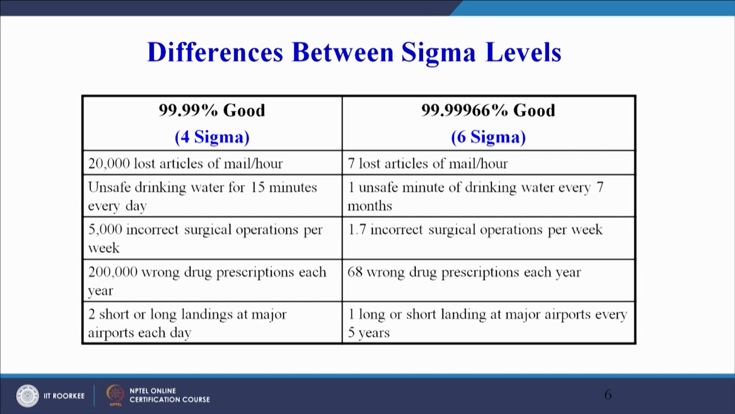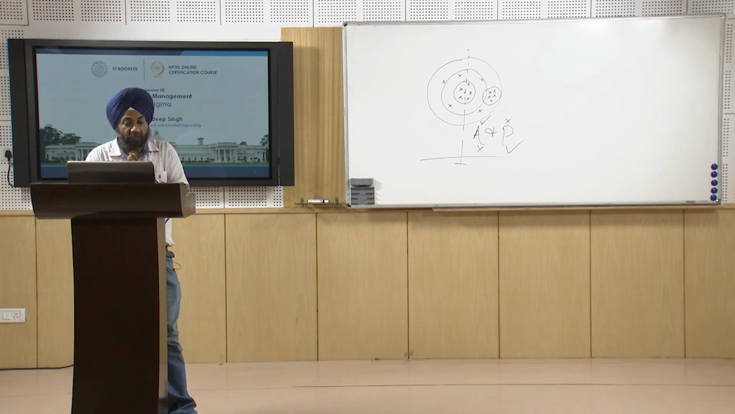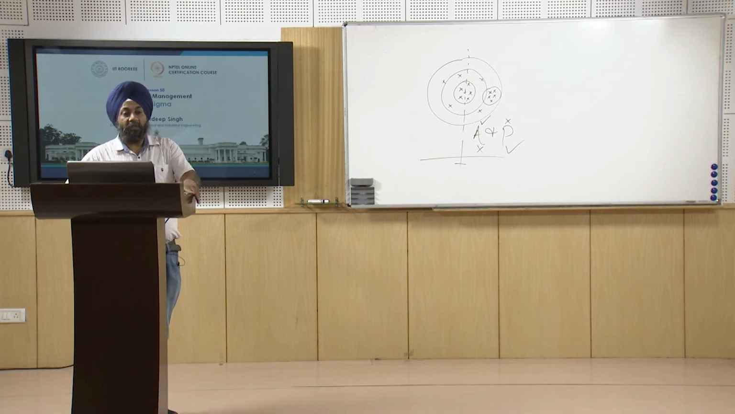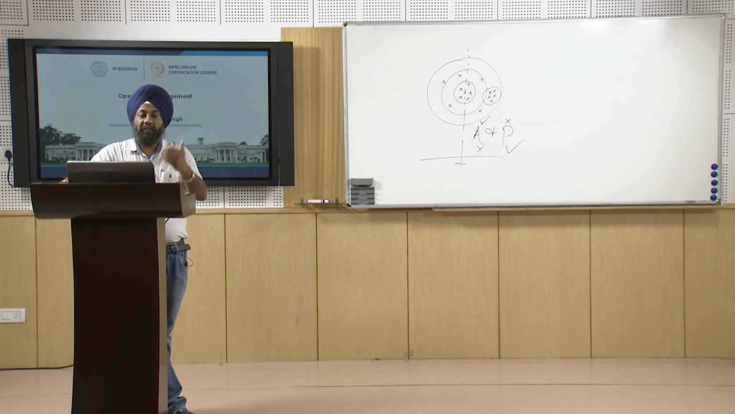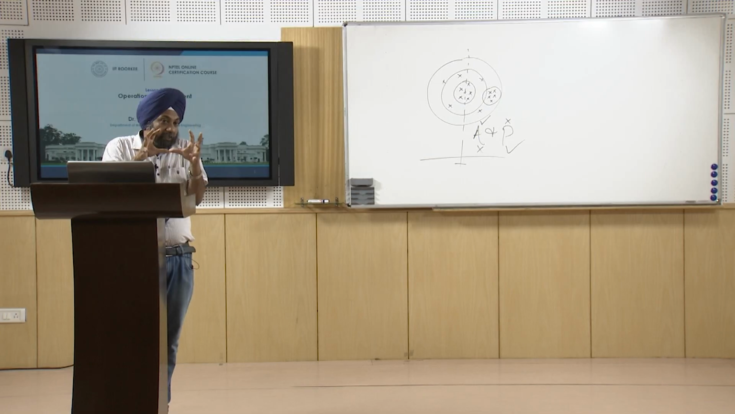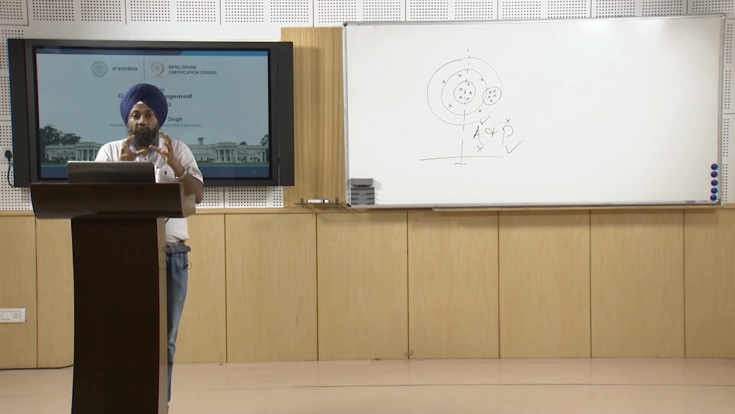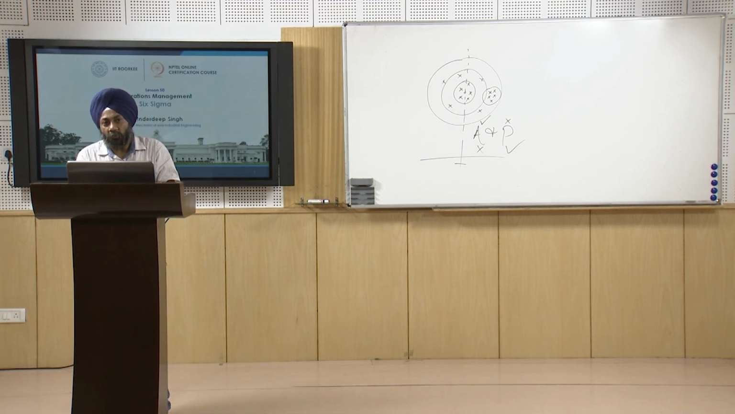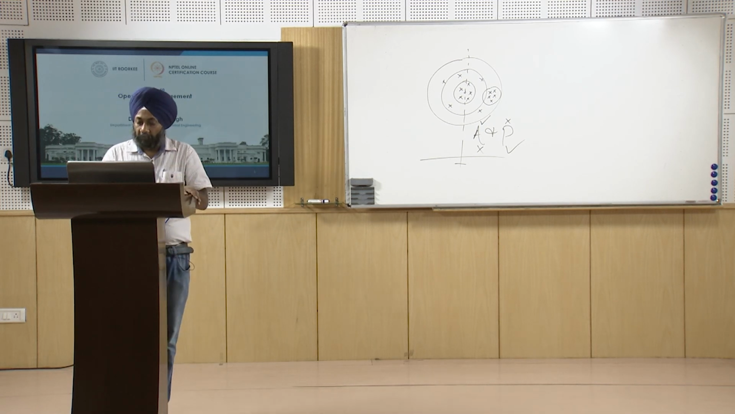So 1 unsafe minute of drinking water every 7 months, which is linearly changing if we say 15 minutes every day as per the 4 Sigma limits. Similarly, 2 lakh wrong drug prescriptions each year, whereas if 6 Sigma limits are used, 68 wrong drug prescriptions each year. So we can see the difference that can be created by following a very strict quality control over the products that we are producing.